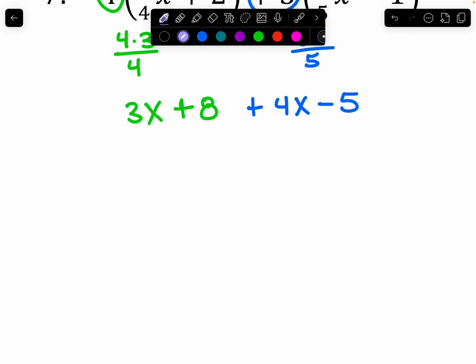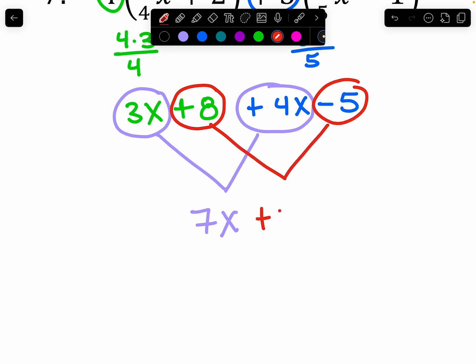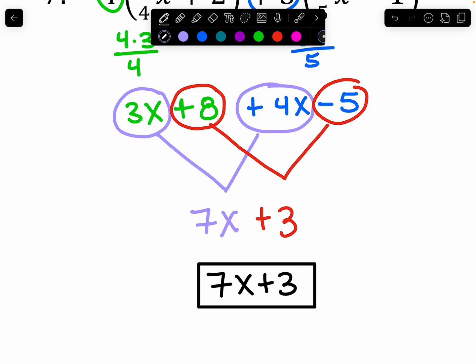Now that we are here, we are going to combine our like terms. I've got a 3x and a +4x. Those are like terms. I'm going to combine those to get me a 7x. And then you've got an 8 and a -5. So when you combine those 2 things, you get a +3. So your final answer will be 7x plus 3.